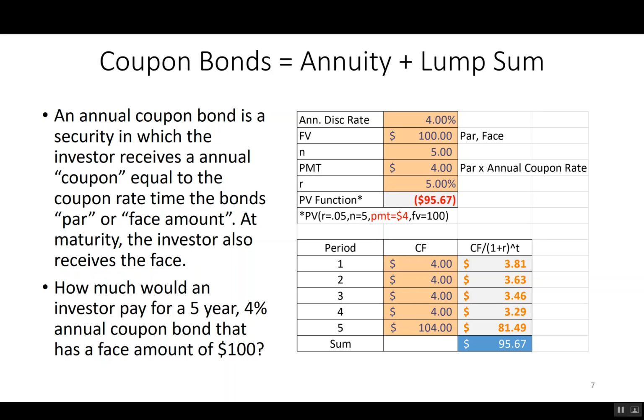So in other words, here's a bond that we're looking to value. Say that IBM is going to invest in a 5-year, 4% annual coupon bond that has a face amount of $100, or par of $100. What that means is, if I take my par times my annual coupon rate, $100 times 0.04, I'm going to get a $4 payment per year for 5 years. So in other words, I got 4, 4, 4, 4, and there's $4.